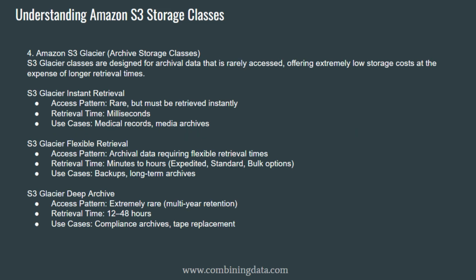For long-term archival needs, Amazon S3 Glacier storage classes are designed to provide the lowest possible storage cost. Glacier Instant Retrieval is used when data is rarely accessed but must still be retrieved immediately, such as medical records or media archives. Glacier Flexible Retrieval allows retrieval in minutes to hours and is commonly used for backups and long-term archives. Glacier Deep Archive is the lowest cost option and is designed for data that may be retained for years and retrieved very rarely, such as compliance records or tape replacement scenarios.